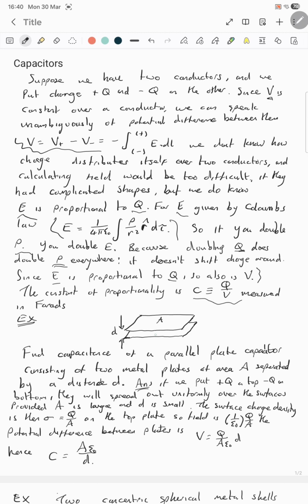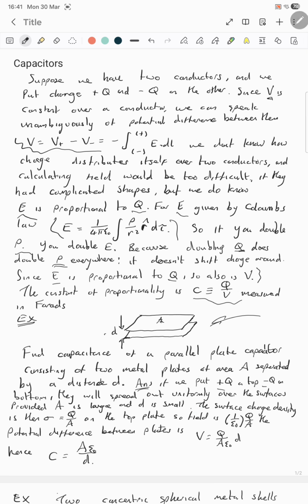Now here's an example of a parallel plate capacitor, where A is the area and D is the distance between them. Now we find the capacitance of a parallel plate capacitor consisting of two metal plates of area A separated by D. If we put a positive charge plus Q on the top and a negative charge on the bottom, they will spread out uniformly over the surfaces, provided A is large and D is small.